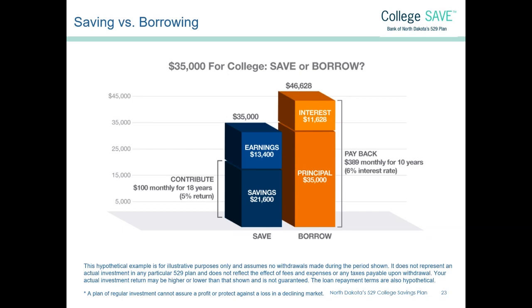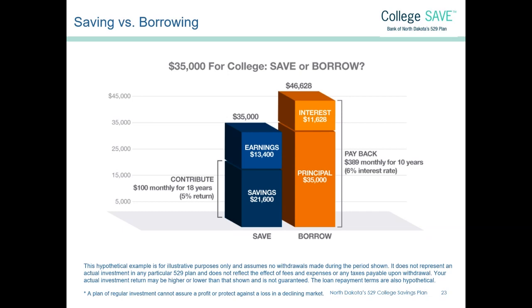And many of you may have experienced this yourself or know somebody who's experiencing this right now. So this chart is very simple. On the left, it shows saving $21,600 over the course of 18 years with a very nominal 5% average return, right? One year you're going to get 12% returns to the positive, and the next year you might lose 5%, but overall this is a 5% net return over 18 years. And that equates to $35,000, or $13,400 in earnings.